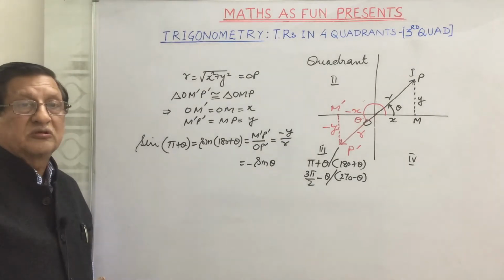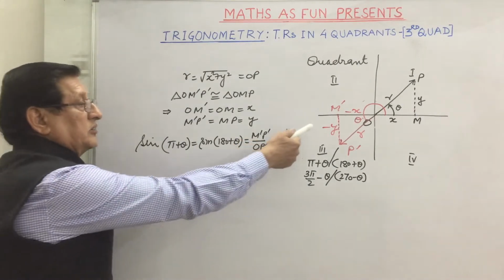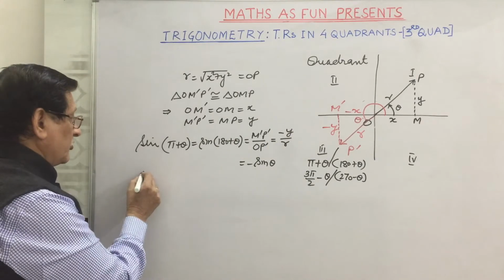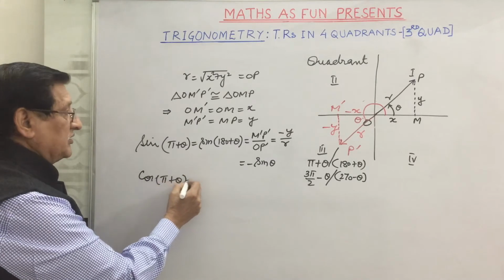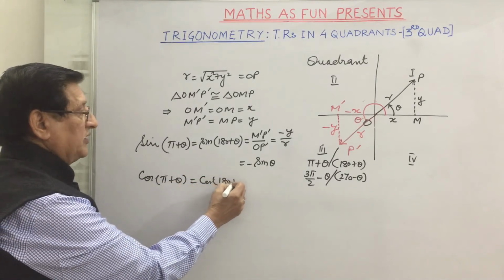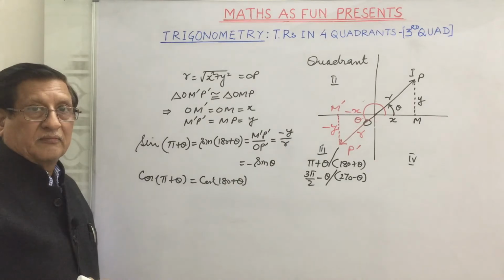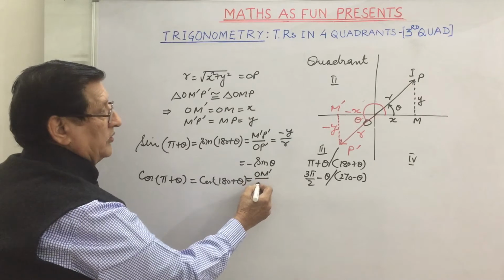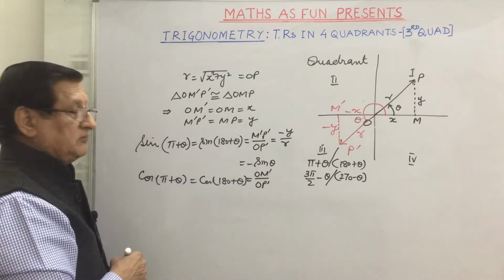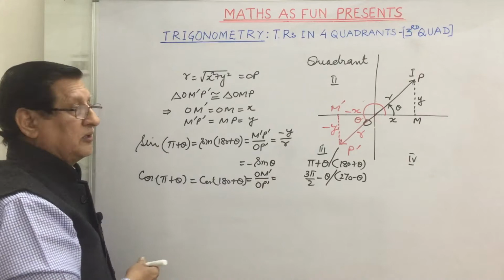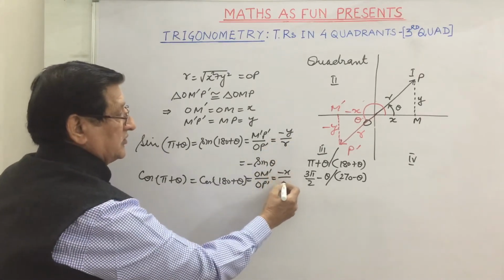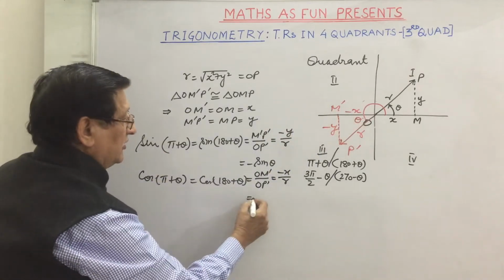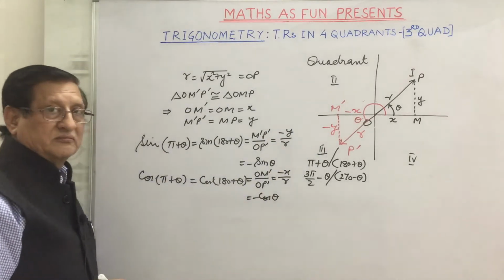And from the ASTC rule also we've learnt that sine in the third quadrant is negative, so we are finding the same thing here. When we go for cosine, cos of pi plus theta, or we say cos of 180 plus theta. See here, this is coming as OM dash upon OP dash, and this comes as OM dash is minus X upon R. And if we see here, X upon R is cosine theta, so this comes as minus cos theta.